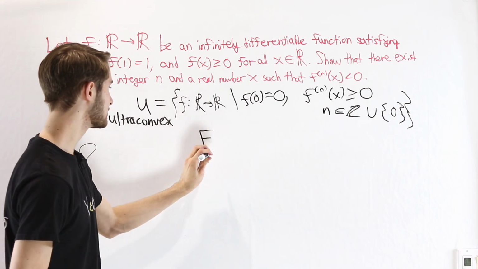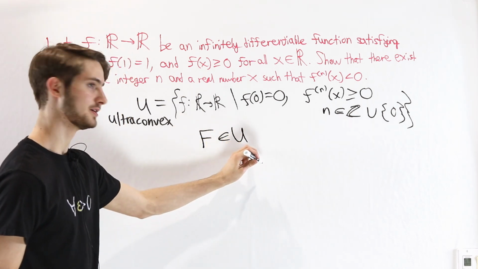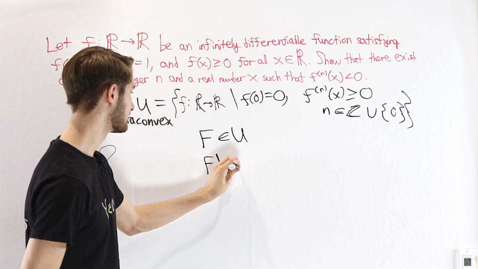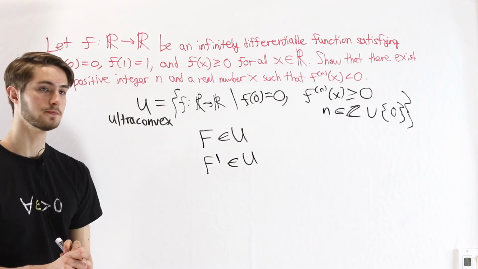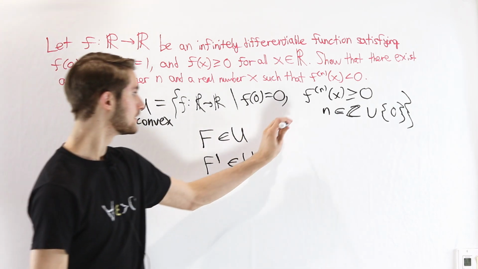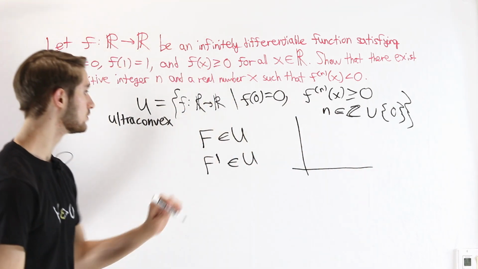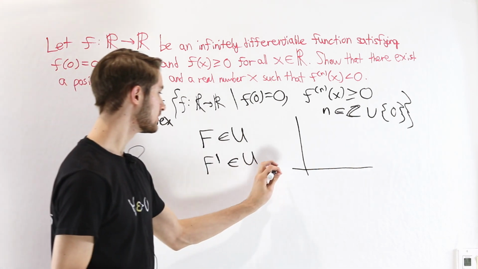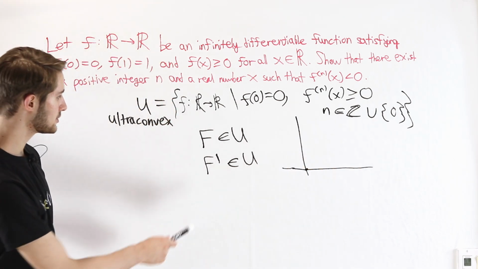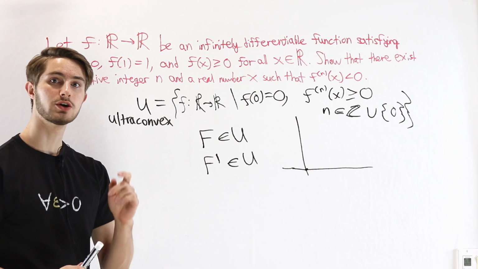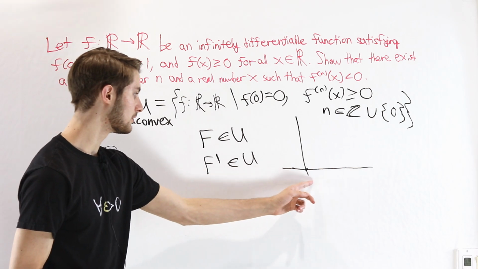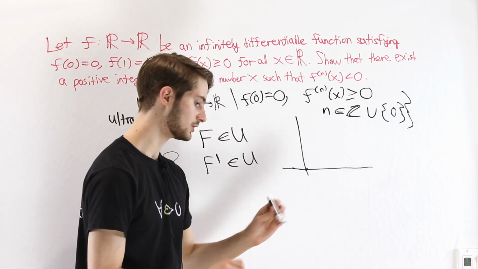Let's say we have some function f that is ultraconvex. In that case, is the derivative of f also an ultraconvex function? Well, if we're looking at the idea of derivatives, it might also help to take a look at some graphs. What would a graph of an ultraconvex function look like? Well, first of all, remember that f(0) is equal to 0. If we want to show that f prime is ultraconvex, we also need to show that f prime of 0 is equal to 0, which means that around the origin, we have a flat slope.